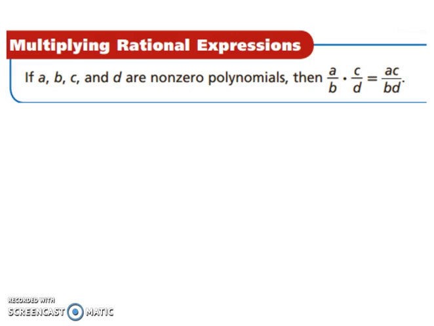If A, B, C, and D are non-zero polynomials, then A over B times C over D is going to be equivalent to A times C over B times D. Let's look at a few examples.